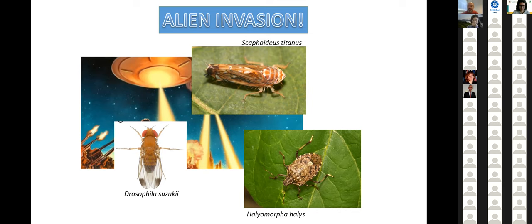And the use of mating disruption with the pheromones was not enough anymore for the simple reason that the leafhoppers don't use pheromones. The brown marmorated stink bug uses pheromones, but also vibrations. Drosophila suzukii is a different story. They also use vibrations, but on different crops. So I'm not talking about Drosophila suzukii.